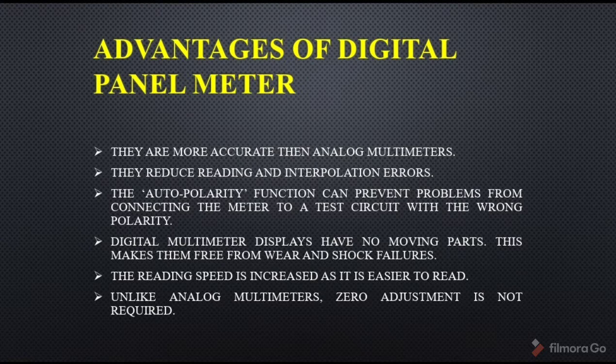Digital panel meters are more accurate than analog multimeters. They reduce error, interpolation error and reading error. To test a circuit with the wrong polarity, the auto polarity function can prevent problems from connecting the meters. Digital multimeter displays are free from wear and shock failure because they have no moving parts. It is easier to read because the reading speed is increased. Unlike analog multimeters, zero adjustment is not required.